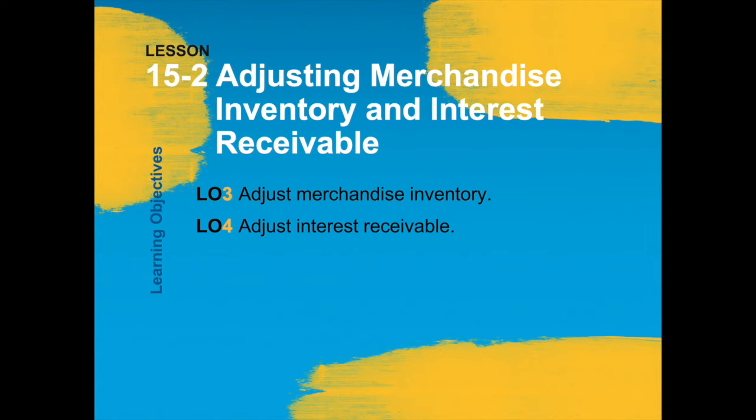Section 2 of Chapter 15 deals with a few more adjusting entries. We're going to adjust the merchandise inventory and the interest receivable accounts. 3 Green uses the periodic inventory method.